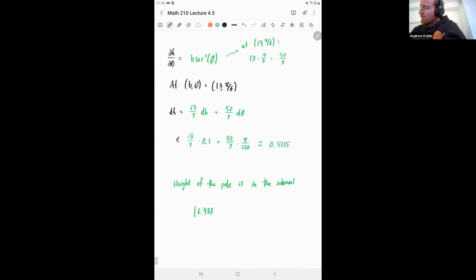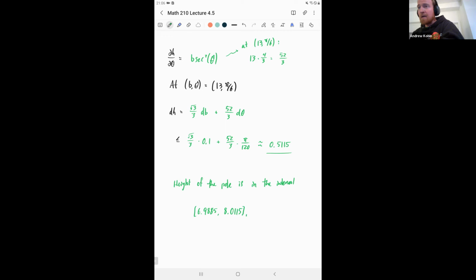So subtracting and adding this DH bound 0.5115 would give you the following expression. 0.15. So we definitely know that whatever the height of the pole is, this is the range of possible heights given our approximation and our error tolerances for the measurements b and theta.